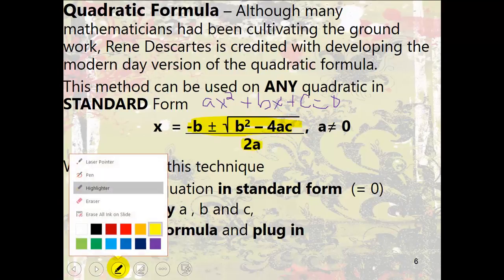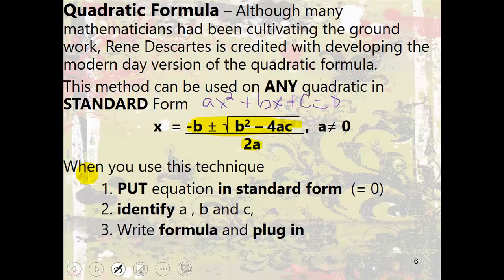Now I wonder, do you recognize this component right here, negative b over 2a? That's how we found the x-coordinate of our vertex, right? That's the axis of symmetry. So our two solutions are going to be to the right of the axis of symmetry and to the left of the axis of symmetry by this amount, okay?